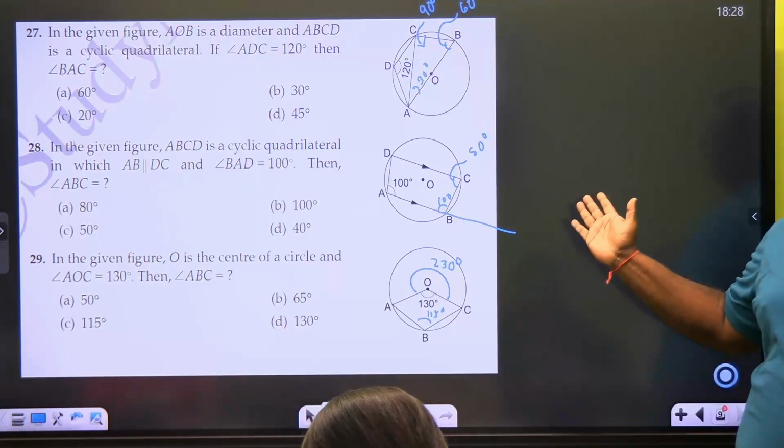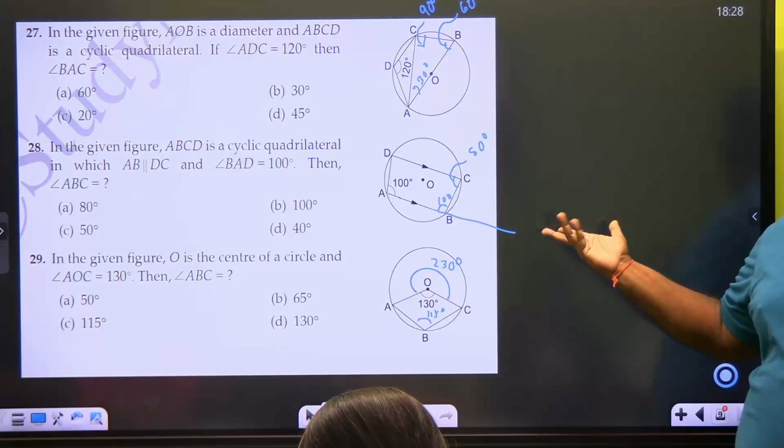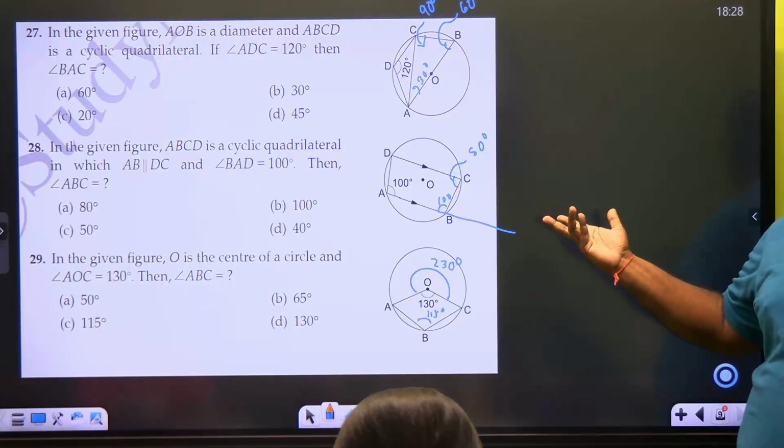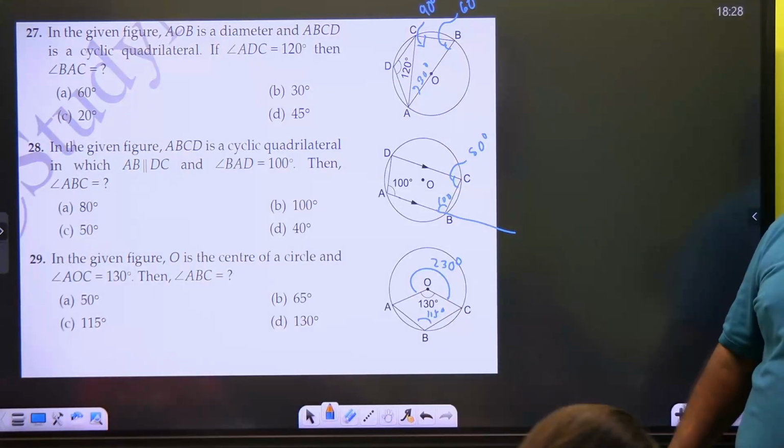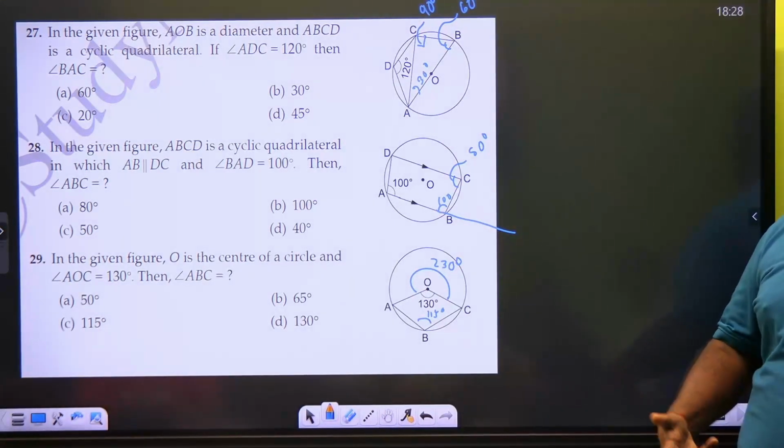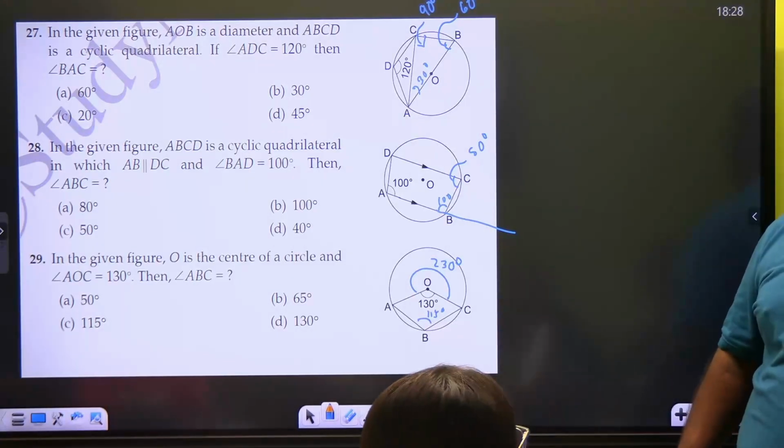1 घंटे में कितने प्रॉब्लम हो गए? 30 we can say. 30. That means roughly you took how much? 2 minutes per problem. That too with an explanation, discussion, debate, everything.